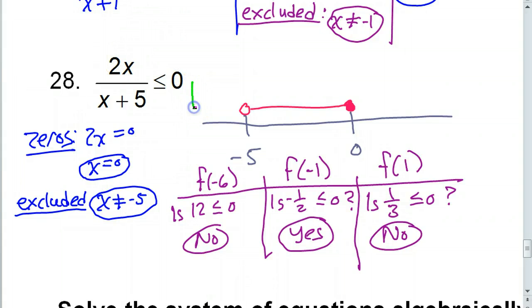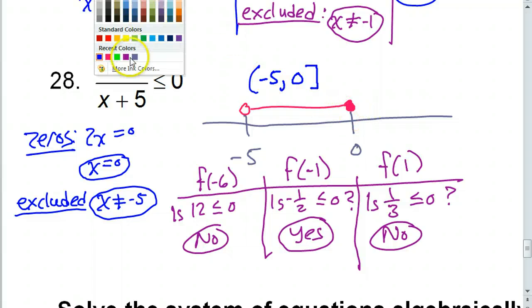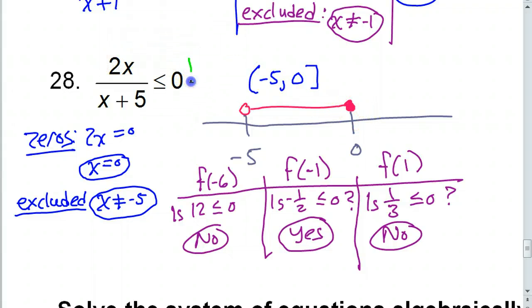Okay, so, oh wait, I almost forgot my interval notation. Slow down, Burton. Okay, interval notation is going to be like this, -5 to 0. Notice how I use a parenthesis on the -5 and a bracket on the 0. Open circle, closed circle. So this is the answer to number 28.